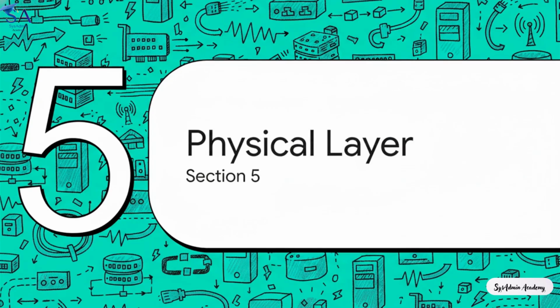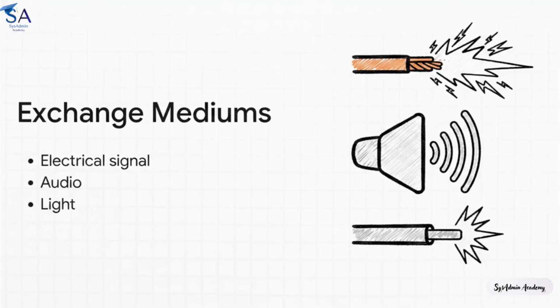We have finally hit the very bottom of our data assembly line. It's actually pretty fascinating to consider what the data looks like at this stage. All those software headers we discussed are finally transformed into the physical realm. This exchange happens via raw electrical signals over copper wire, audio tones from a speaker, or even rapid pulses of light shooting through glowing fiber optic cables.